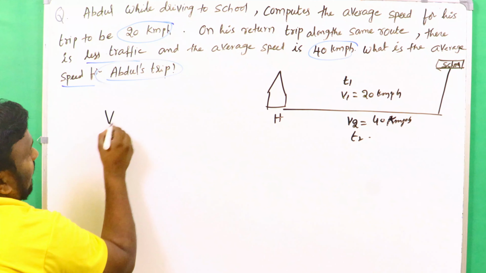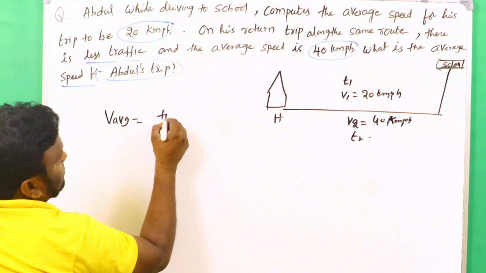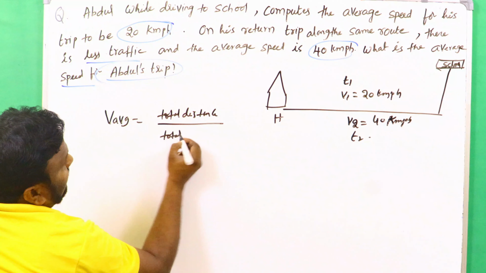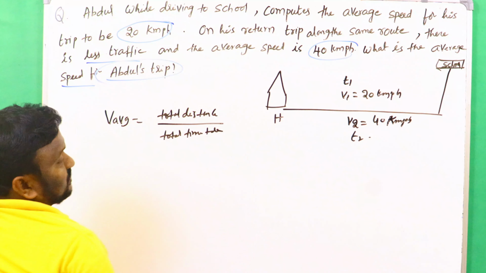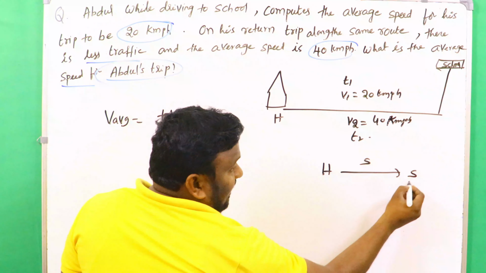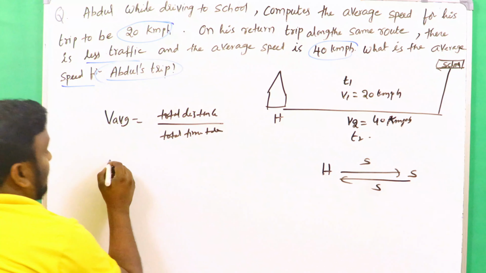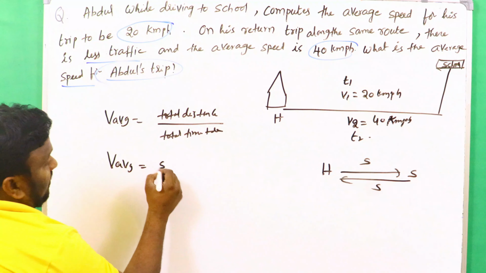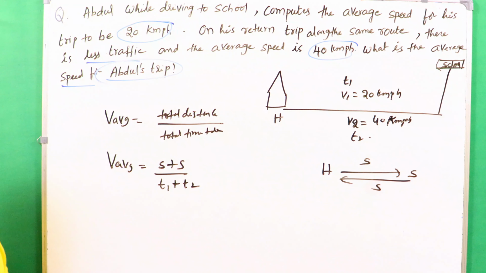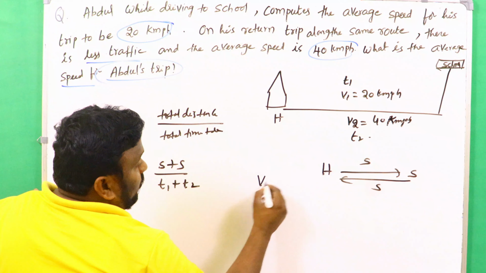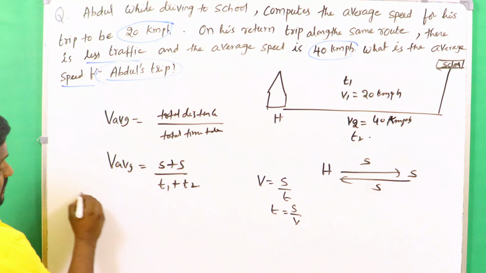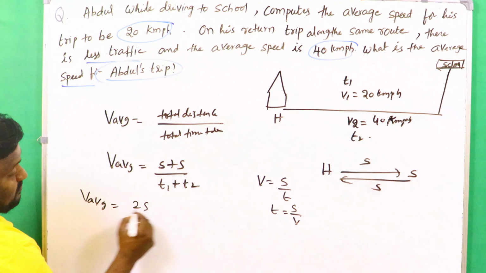We know that V average is equal to total distance by total time taken. Let the distance from house to school be S, and again from school to house also S. So V average is equal to S plus S by T1 plus T2. No particular time is given, so we have to find the time. We know V is equal to S by T, so T is equal to S by V.